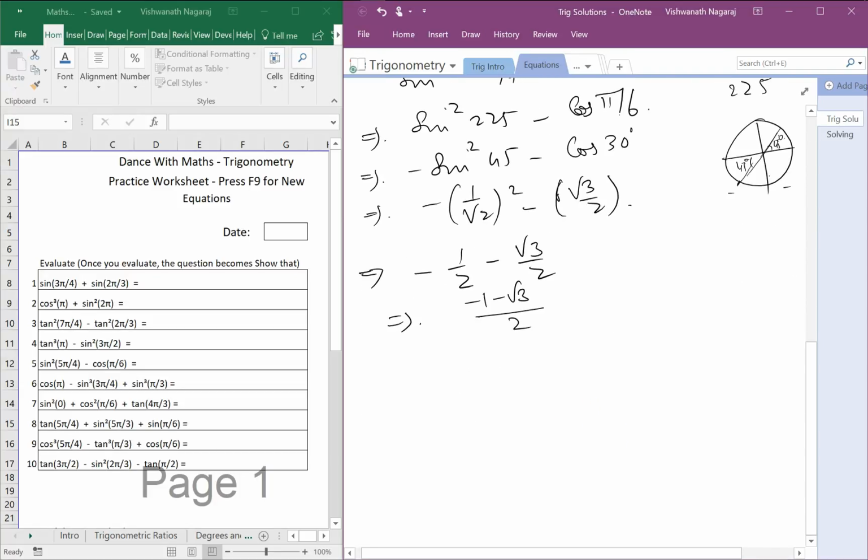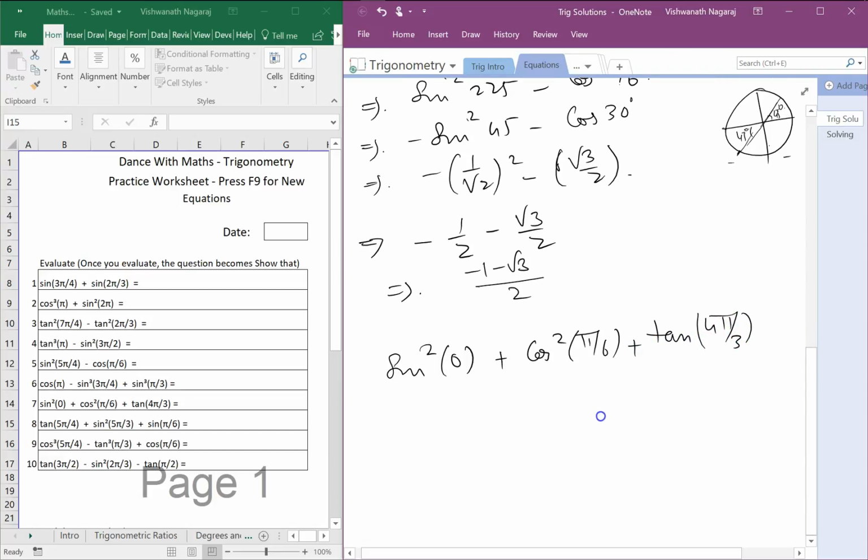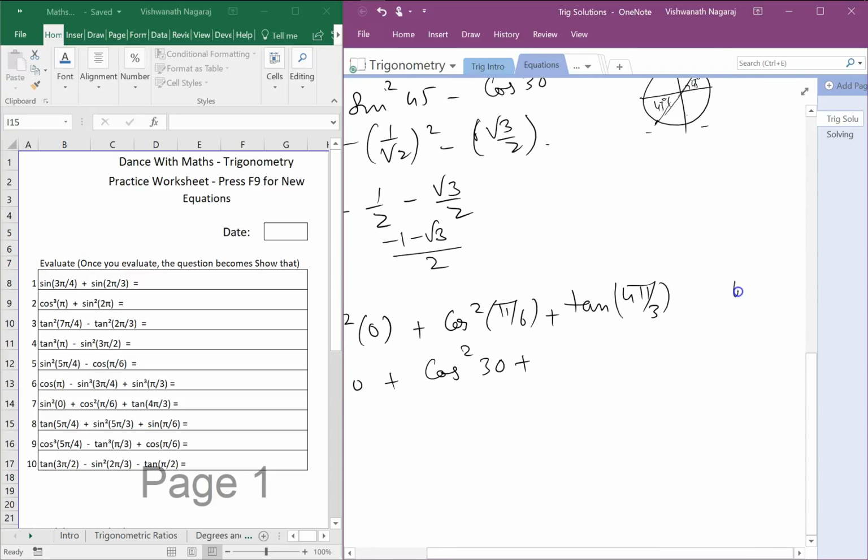Okay, let's take the next one. Let's take a little bit more complex. Let's take the 7th one. Sine square 0 plus cos square pi by 6 plus tan 4 pi by 3. Right, this is sine square 0 plus, pi by 6 is 30, cos square 30 plus, 4 pi by 3 is how much? 4 pi by 3 into 180 by pi is 240. Tan 240. Now instead of writing tan, we will take it as sine 240 by cos 240.